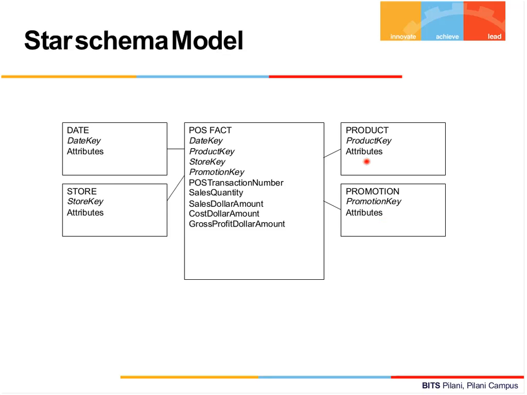There's a fact table. There are dimension tables called product, promotion, date, and store. Can you see anything? What do you think? By just looking at this, what do you understand? It's a simplistic view for sure.